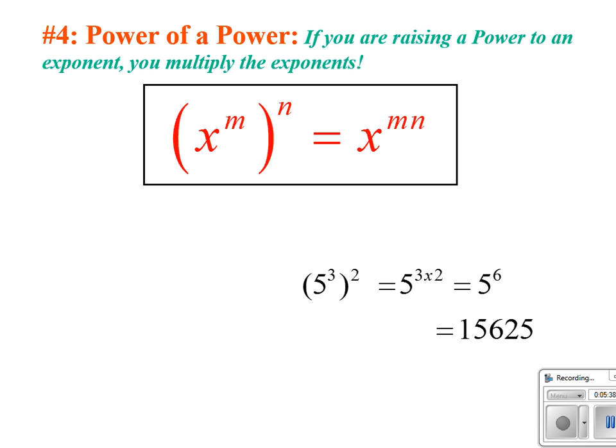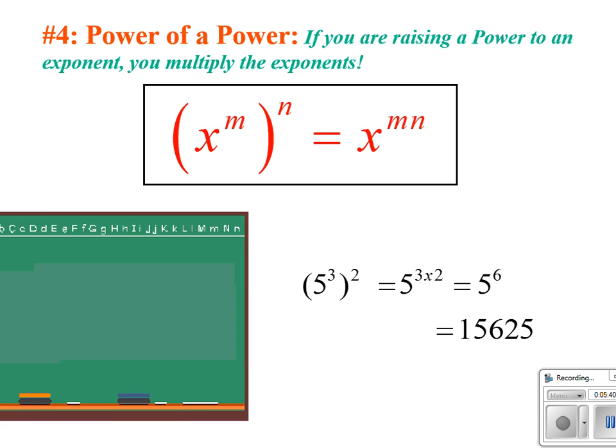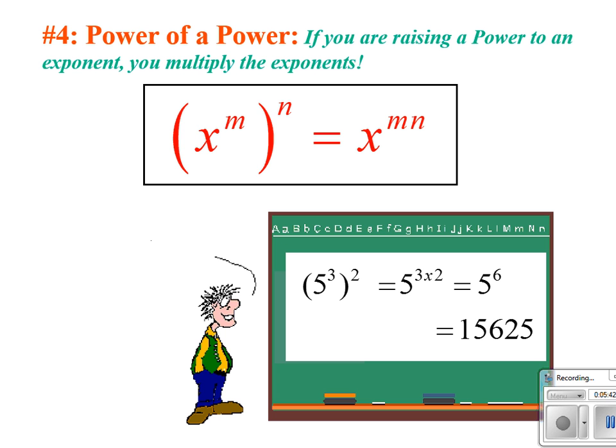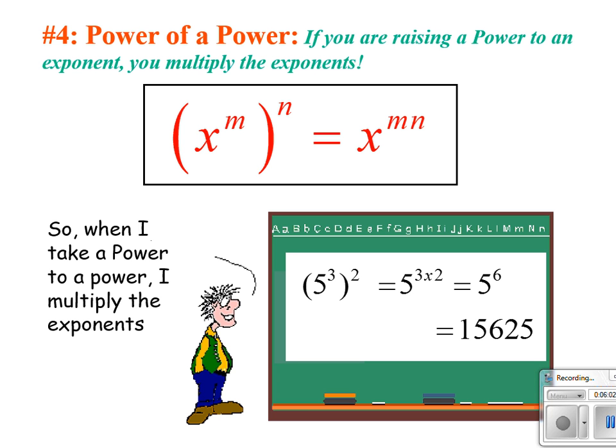So if you have 5 to the third power to the second power, you would take 3 times 2 and get 6. And then 5 to the sixth is 15,625. Again, we don't change the base. You're not making the base anything but 5. The base of 5 stays the same. So when you take a power to a power, you multiply. Okay, kind of catchy again.